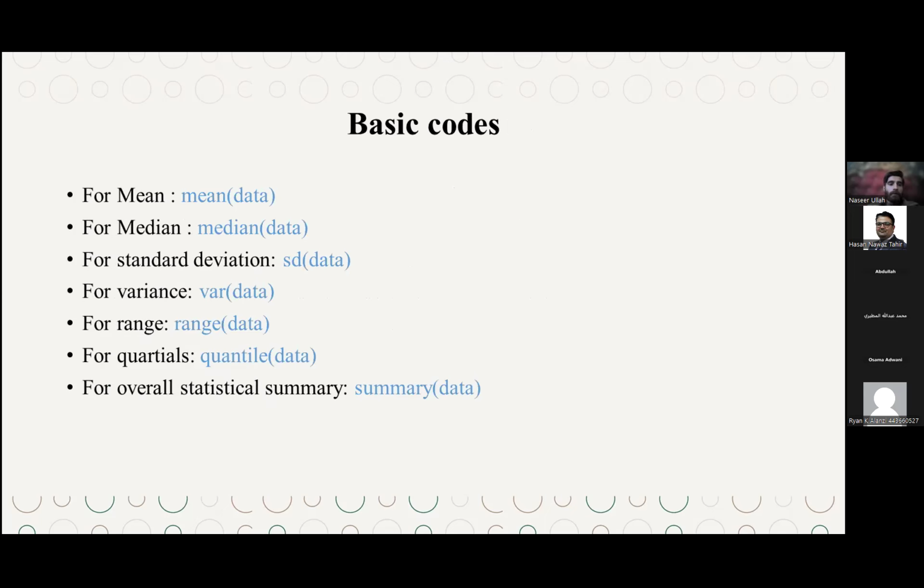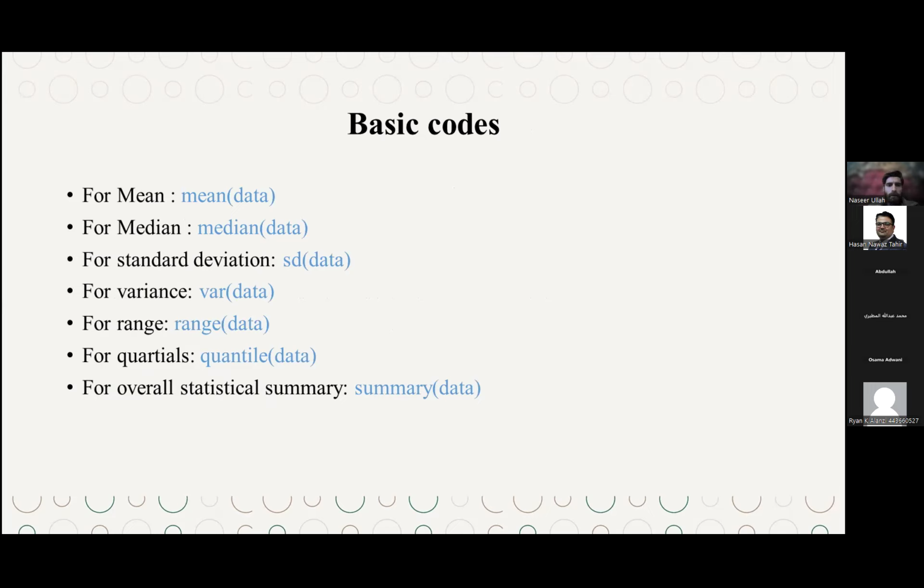Now these are the basic codes which are used in R. As we are talking about R, in R, for mean, the main code is mean, and in the brackets goes the data which we use.